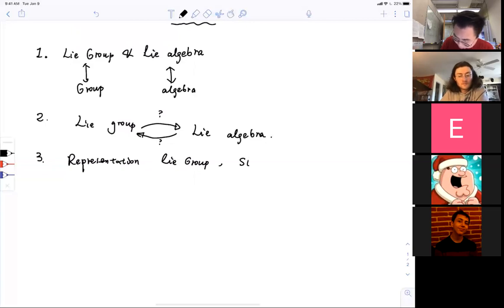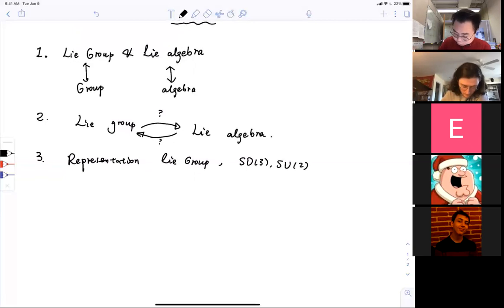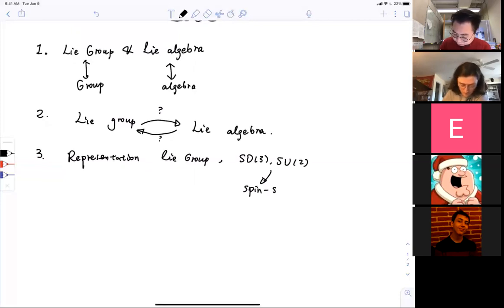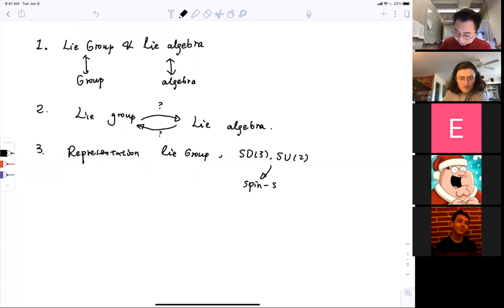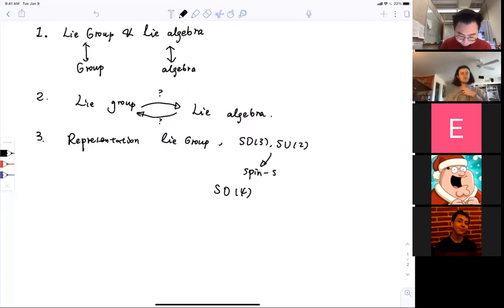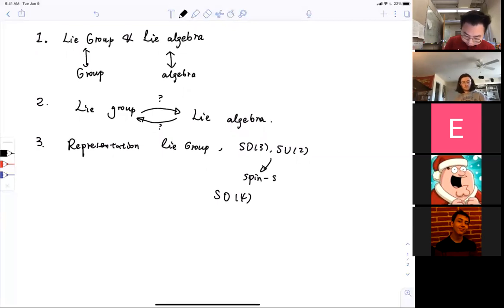and I will use SO3 and SU2 as an example because they correspond to the spin, right? The different representations of SU2 correspond to different spins. That's the most relevant group for physics. And if we have time, we'll talk about SO4, because last time we talked about the hidden symmetry, the SO4 in the hydrogen atom problem. Okay, so that's the stuff I want to discuss today.